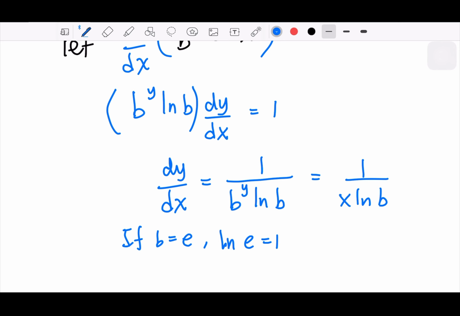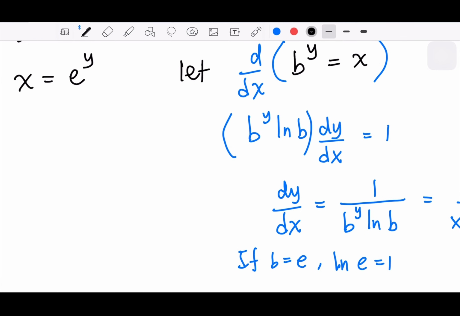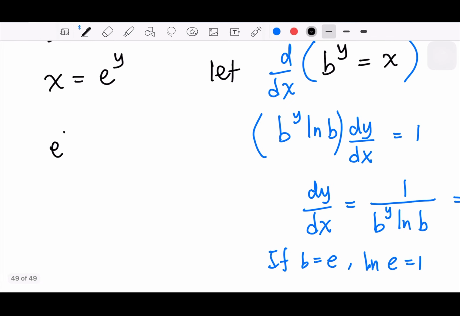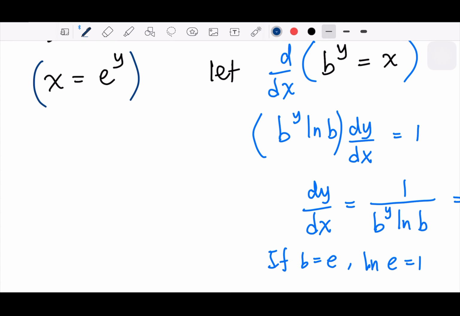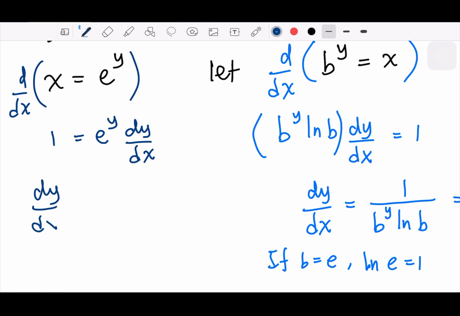Or if you would like to imagine it from e directly, you can go through this one also. You can derive this. This is 1. This is still e to the power of y, and then dy over dx. So dy over dx will be 1 over e to the power of y, and e to the power of y is just x. So this will be equal to 1 over x.